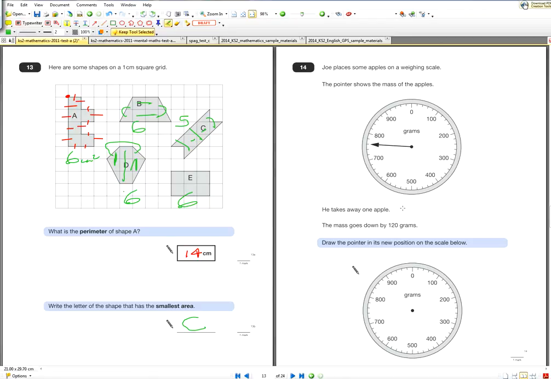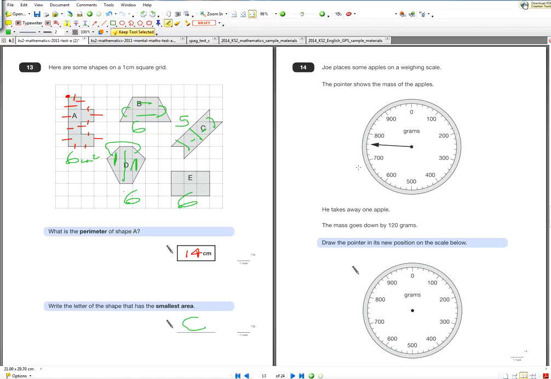Okay, question number 14. Joe places some apples on a weighing scale. The pointer shows the mass of the apples. He takes away one apple. The mass goes down by 120 grams. Draw the pointer on its new position.